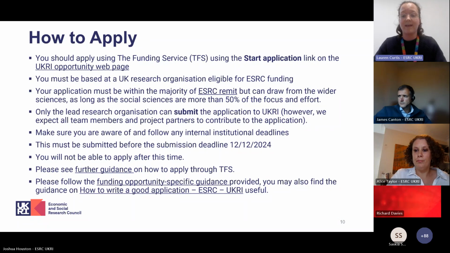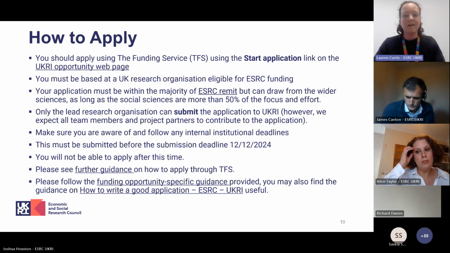Please also be aware that any organisation that you want to be a part of your applicant team will need to be registered with TFS before your application is submitted. So please see the guidance on the website on how to do this, and please allow enough time to submit this. You will not be able to submit your application after this date. Next slide, please.